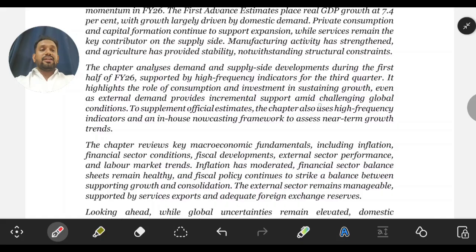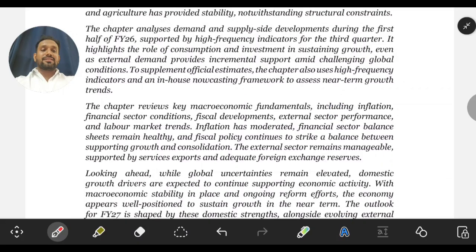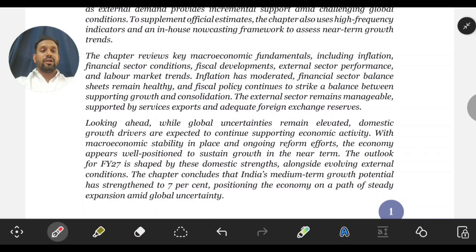Okay, so it gives the overview of that chapter. In the next class, we are going to see key macroeconomic fundamentals, including inflation, how it was performing, financial sector conditions, fiscal development, external sector performance. All of these we will see in a superficial manner, because each one of these has a separate chapter. But this is the first chapter. The first chapter talks about the state of the economy, how the economy is at this particular point of time. So the complete economy will be discussed in the first chapter, then we'll go into specific chapters. That's how the survey is always organized. Okay, done.